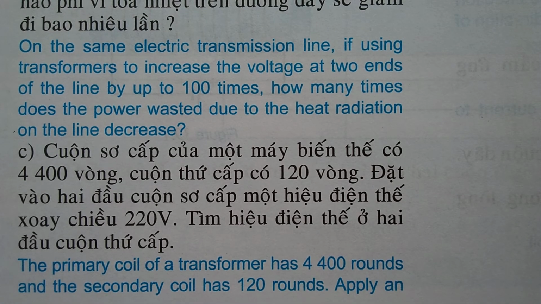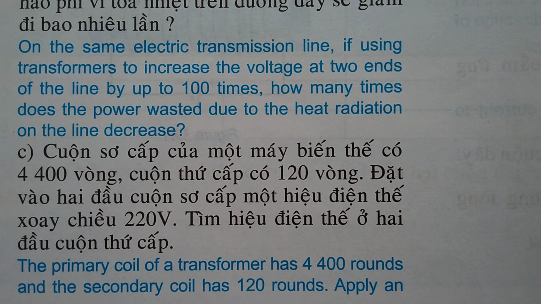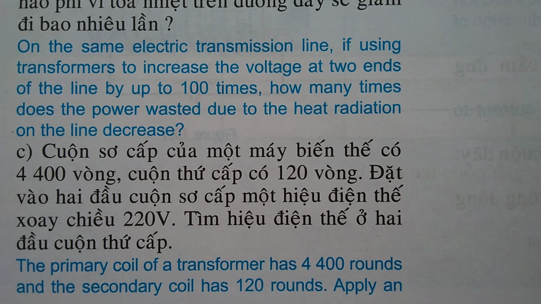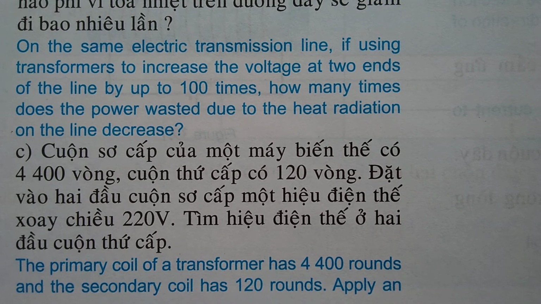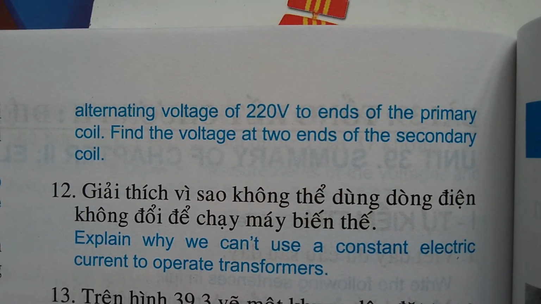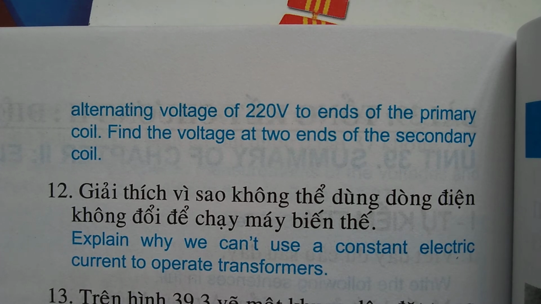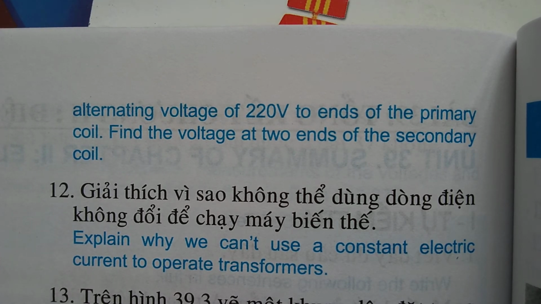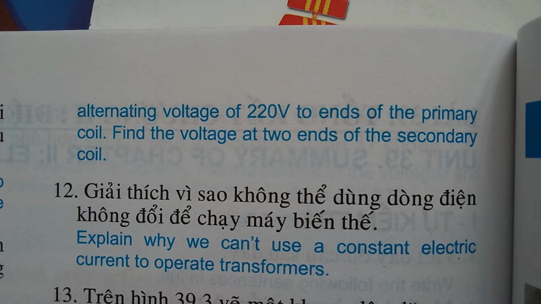The primary coil of a transformer has 4,400 rounds and the secondary coil has 120 rounds. Apply an alternating voltage of 220 volts to ends of the primary coil. Find the voltage at two ends of the secondary coil.